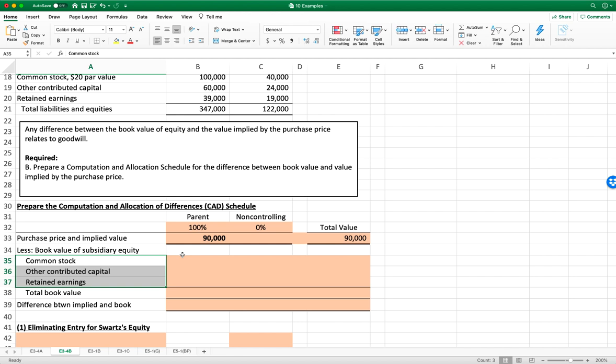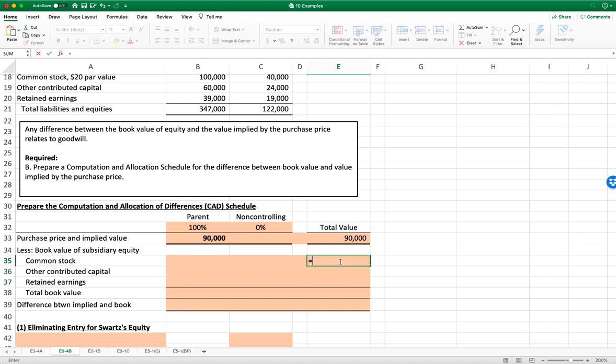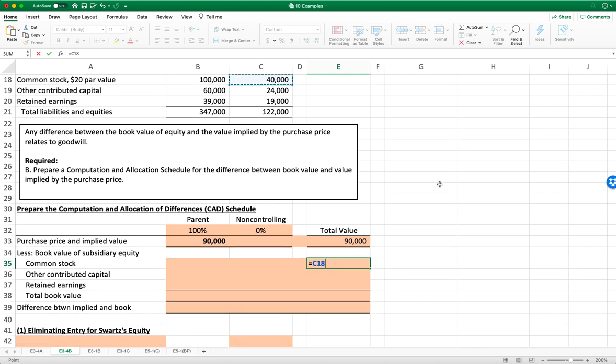Okay, so when we buy the company, we are then going to compare what it would have cost us for 100% of the company versus the book value of 100% of the company. So we're going to go look at the company's balance sheet, and we see that common stock was $40,000 as of the date of acquisition. Other contributed capital was $24,000 as of the date of acquisition, and retained earnings was $19,000 as of the date of acquisition. So if we add up all of those accounts, we get a total book value of $83,000.